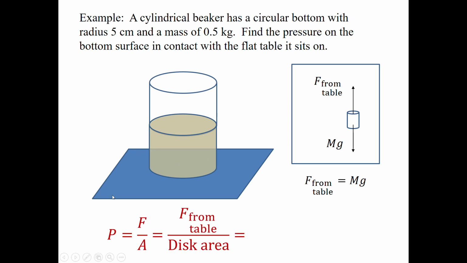Calculating the pressure then, the pressure is just the force from the table divided by the area on which the table is pushing. So that's mg divided by pi r squared. If we put in the numbers there, we get 624 pascals. That's the pressure. We think of the pressure as a property everywhere on here. So that's the pressure here on the bottom, and here on the bottom, and here on the bottom.